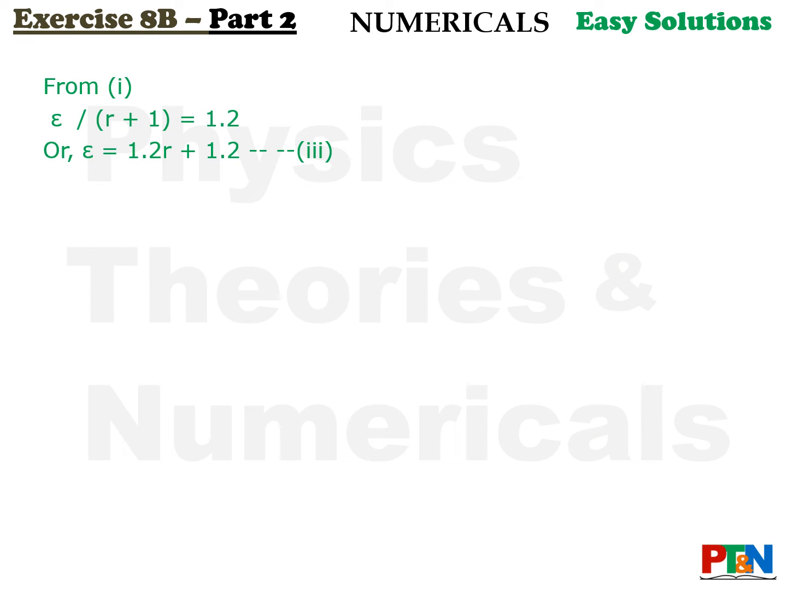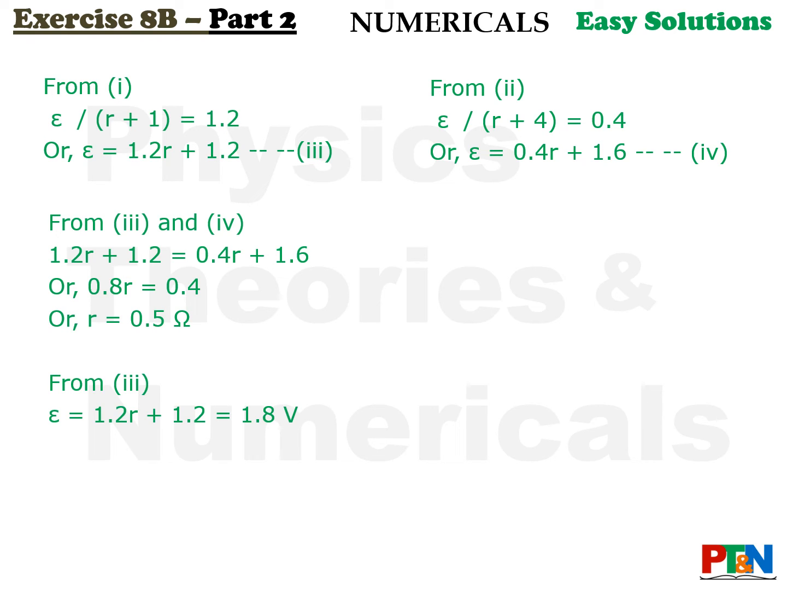You simplify equation number 1. You do cross multiplication. So what you get? E is equal to 1.2R plus 1.2. That is equation number 3. From equation number 2, you get equation number 4 as E equal to 0.4R plus 1.6 by doing simple cross multiplication. So you got 2 equations, equation 3 and equation 4, easy. Class 7 numerical, right? You solve it. So from these two you solve it, you get the value of R as 0.5 ohm and E as 1.8 volt.